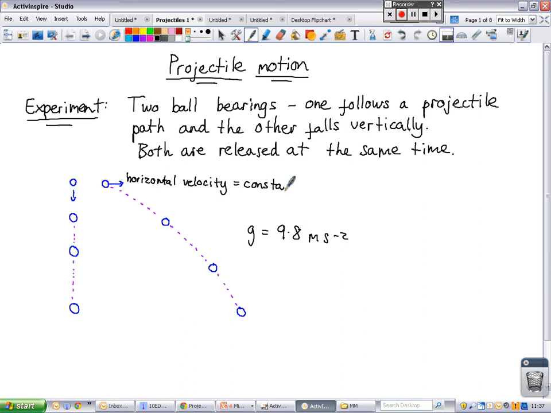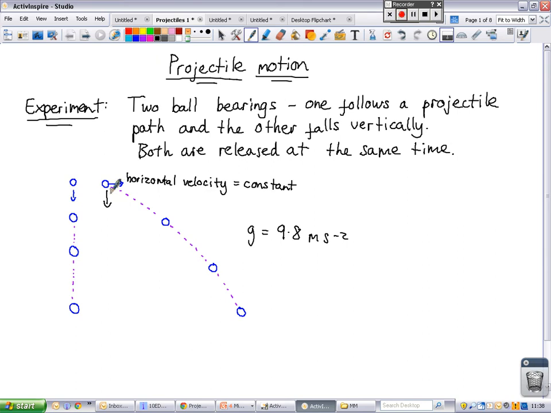So when we talk about projectile motion, we can really separate our motion into two parts. We can separate it into horizontal motion and also vertical motion, which is down here. So this ball that is moving horizontally has two components of velocity. This one's going straight down, so it only has a vertical velocity, but this one has both horizontal velocity because it's moving this way and vertical velocity because it's moving downwards.